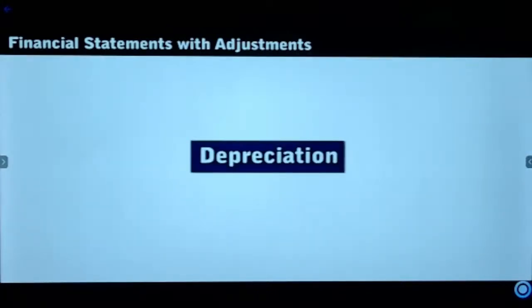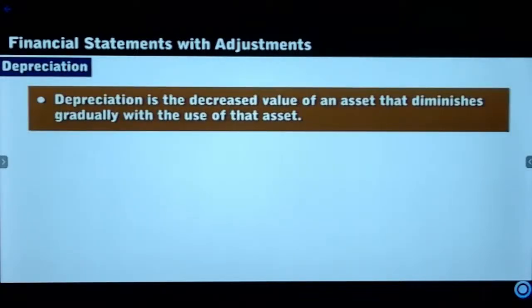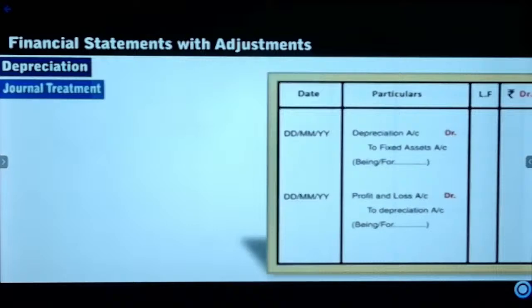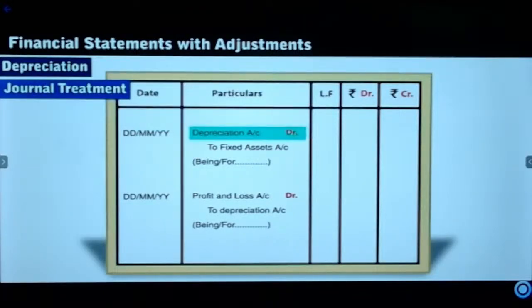Another adjustment is related to depreciation. Depreciation is the decreased value of an asset that diminishes gradually with the use of that asset. The amount of depreciation appears on the debit side of the profit and loss account and reduces the value of the particular asset from the balance sheet. Journal treatment will be depreciation account debit to fixed assets account, profit and loss account debit to depreciation account.